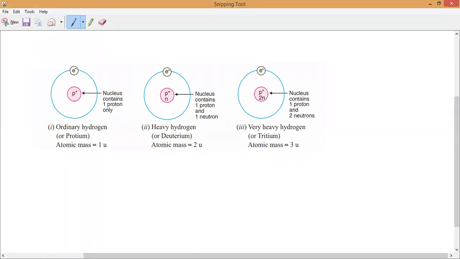Okay, write it fast. So this is what we call isotopes of hydrogen. So draw the structures, everybody.